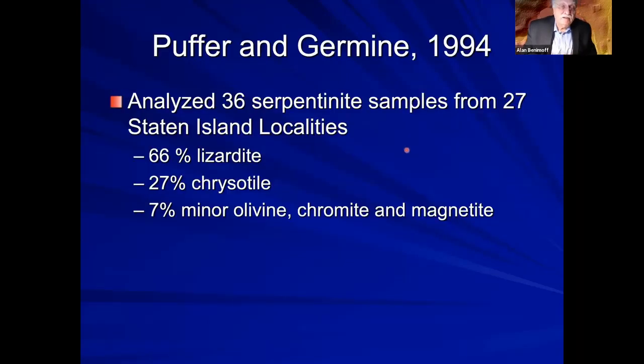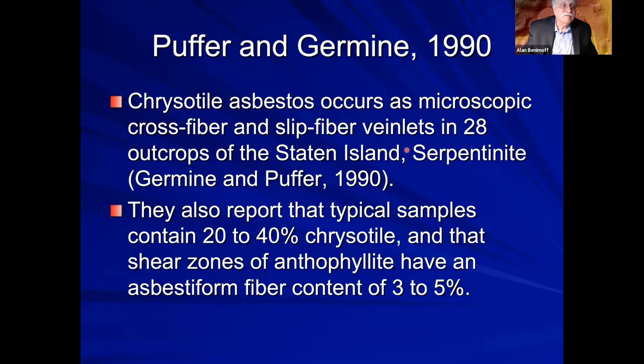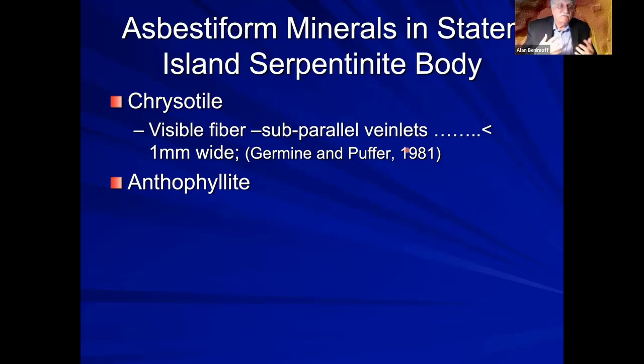And then Puffer here, 1994, analyzed 36 serpentinite samples from 27 Staten Island localities: 66% regular serpentine, 27% chrysotile, 7% minor olivine, chromite, and magnetite. And then the chrysotile asbestos occurs as microscopic cross fiber and slip fiber veinlets in 28 outcrops on Staten Island serpentinite, Puffer, 1990. They also report that typical samples contain 20 to 40% chrysotile, and that shear zones of anthophyllite have an asbestiform fiber content of 3 to 5%. So the chrysotile visible fiber, subparallel veinlets, 1 millimeter wide, Puffer, anthophyllite, as I said before.